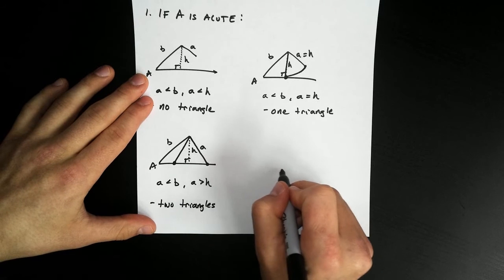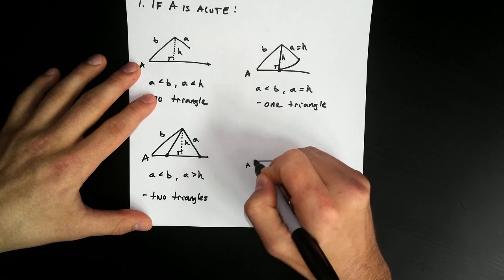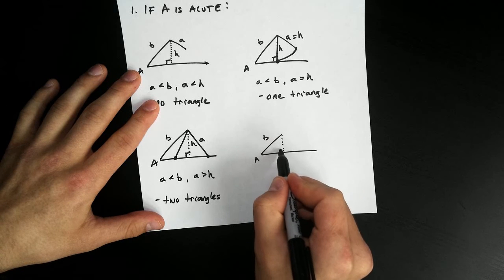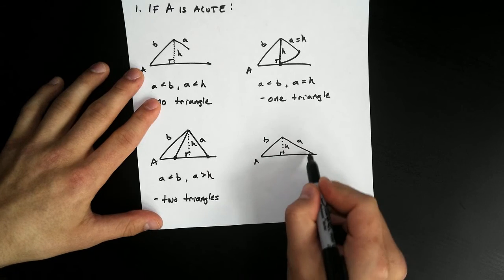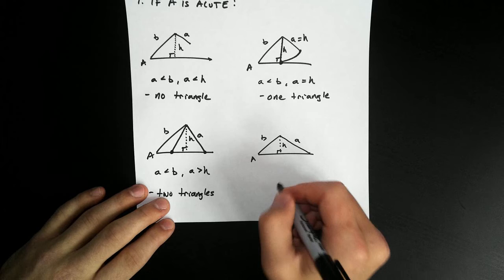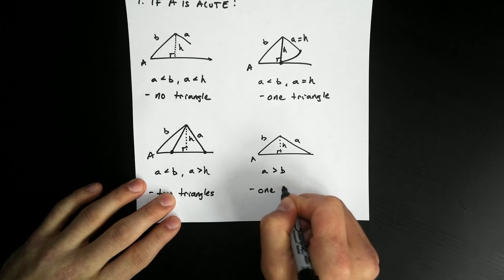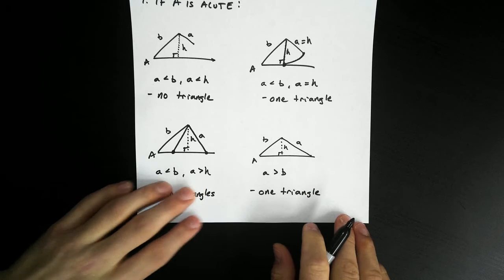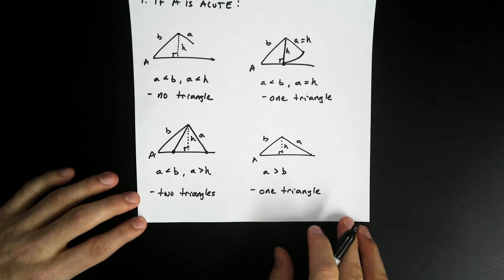And the last possibility, if A is longer than side B, now we only have one triangle that exists here. So A is longer than B. There's no possible way to get a second triangle that exists. So A greater than B, we get one triangle. So, four different scenarios for when angle A is acute.